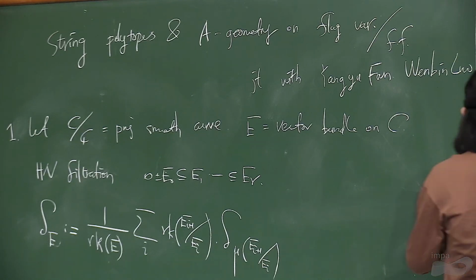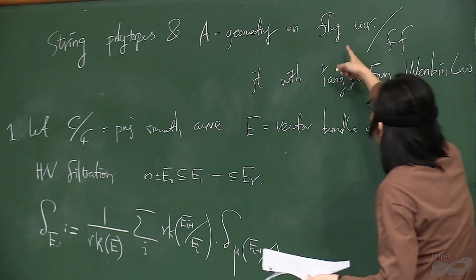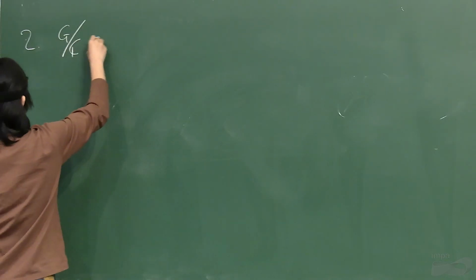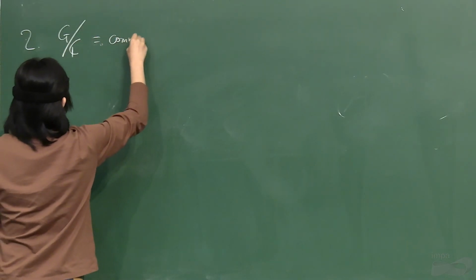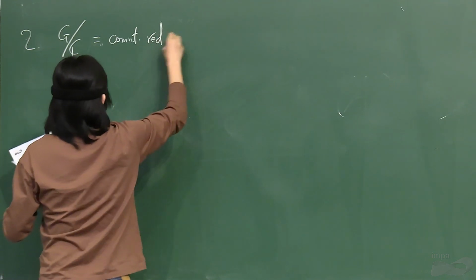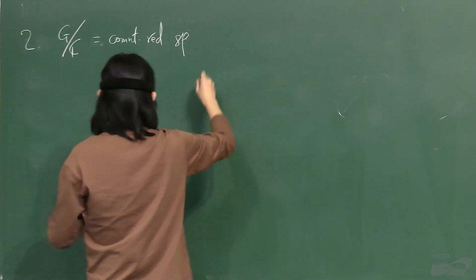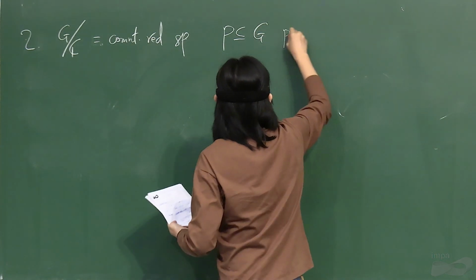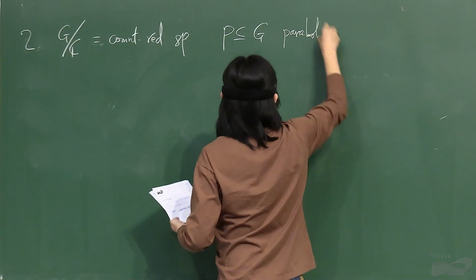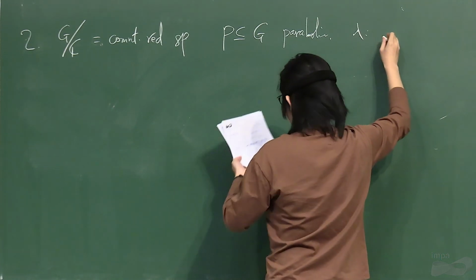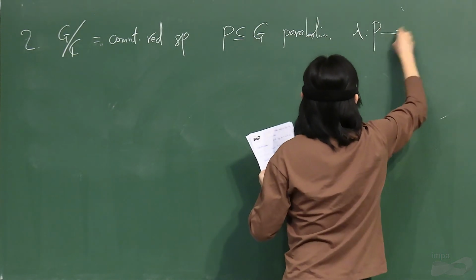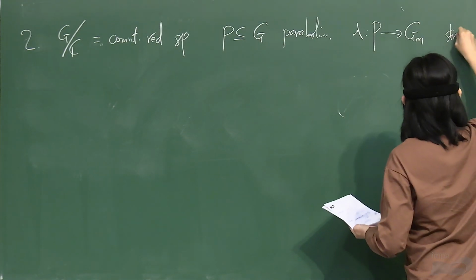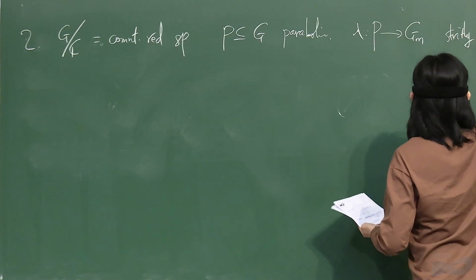And then here we want to study flag varieties over function fields. So let G be a connected reductive group over the complex field, and P a parabolic subgroup, and let lambda be a character of P that is strictly anti-dominant.